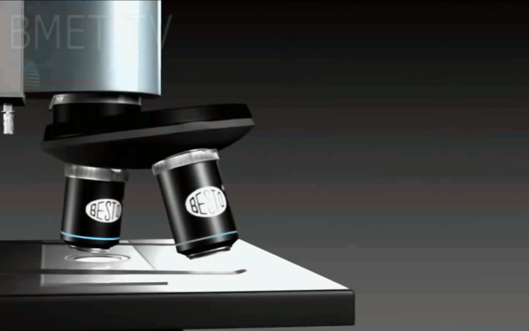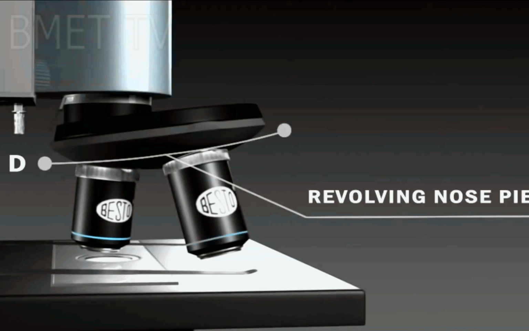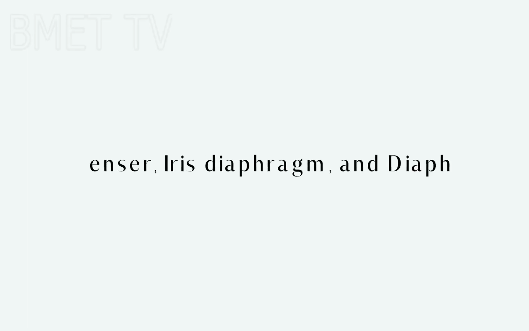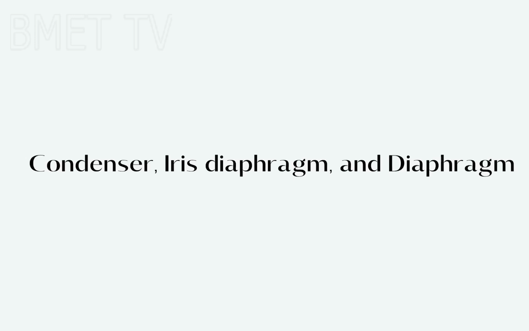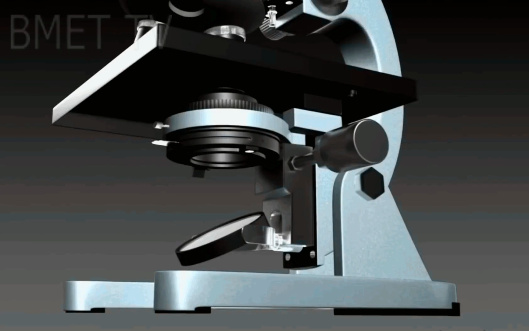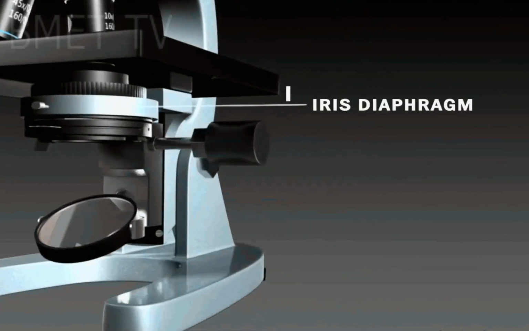The fifth component is the nosepiece and aperture. The nosepiece is a rotating turret that holds the objective lenses. The viewer spins the nosepiece to select different objective lenses. The aperture is the middle of the stage that allows light from the illuminator to reach the specimen. The sixth components are the condenser, iris diaphragm, and the diaphragm. A condenser gathers and focuses light from the illuminator onto the specimen being viewed. The iris diaphragm adjusts the amount of light that reaches the specimen. The diaphragm is a 5-hole disc placed under the stage. Each hole is of a different diameter. By turning it, you can vary the amount of light passing through the stage opening.